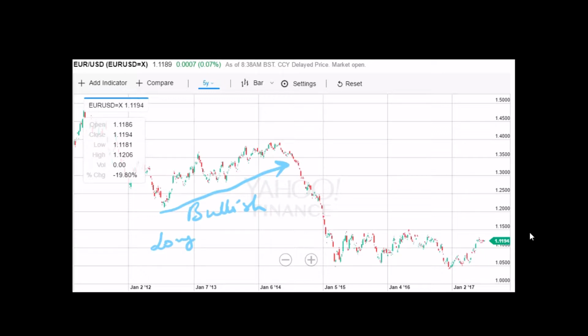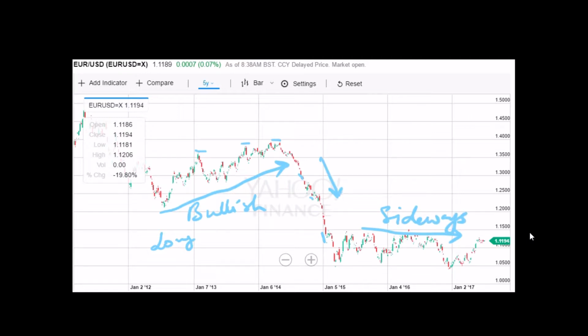If the peaks are making higher highs, then the trend is bullish. If the troughs are making lower lows, then the trend is bearish. If the market is going nowhere, it is said to be trending sideways. Therefore, a trend has three directions: up, down, and sideways, or bullish, bearish, and drifting.